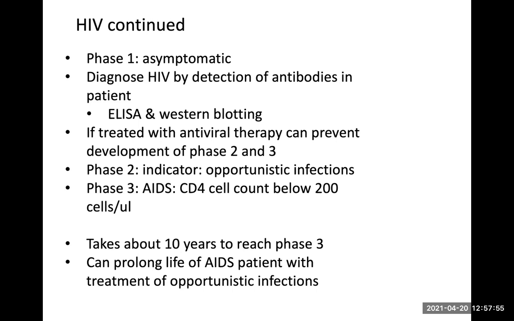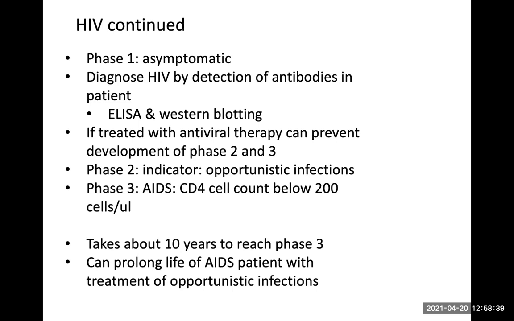If this does not occur, then the virus will continue to do its job, and you can enter phase 2, where you'll start to have infections that regular people don't have. So a lot of fungal infections, for example, or a regular cold that will become very severe and turn into bronchitis or pneumonia, right? So you're getting infections, you're more vulnerable, and then phase 3 is full-blown AIDS, where you basically don't have any immune system anymore, and you probably won't live very long, right? So it takes about 10 years to reach phase 3.